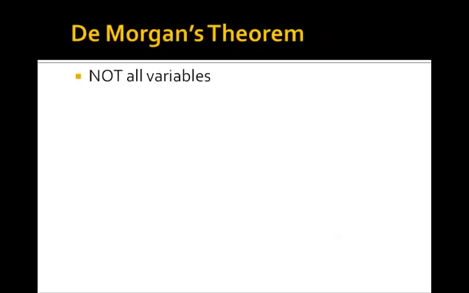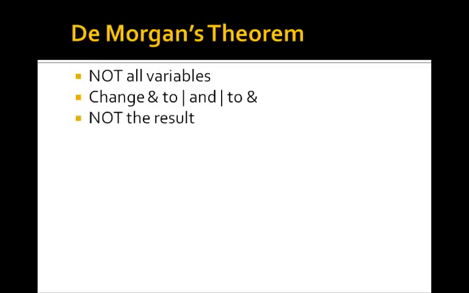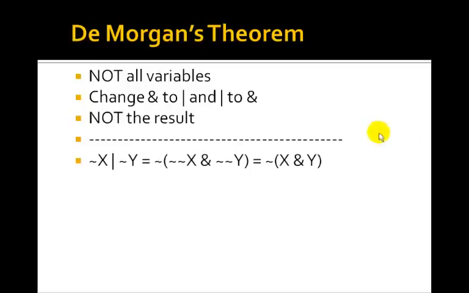So let's summarize DeMorgan's theorem. Remember, it's easy to remember. You not all the variables, you change ANDs to ORs and ORs to ANDs, and you not the result. So it works in any order. If you start with not X or not Y, not all the variables, not X becomes not X, not Y becomes not Y, OR becomes an AND, and you not the result. And these nots go away, so we end up with not (X and Y).